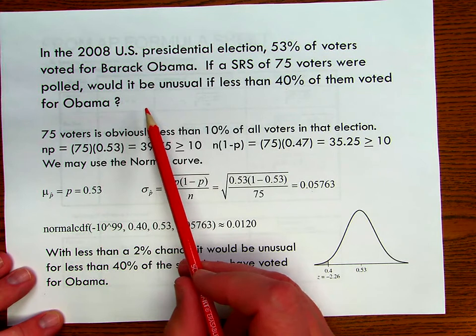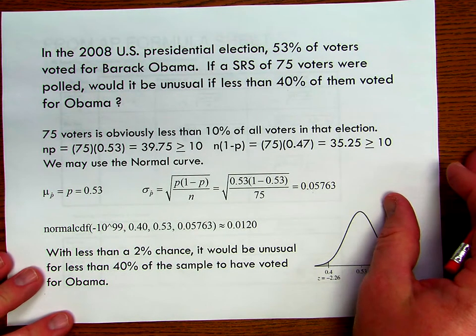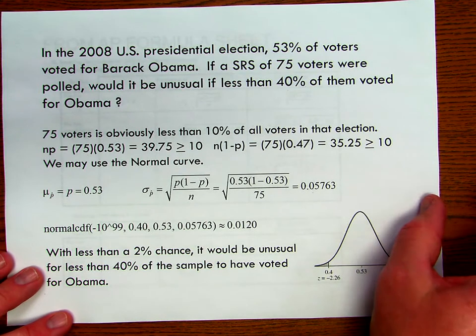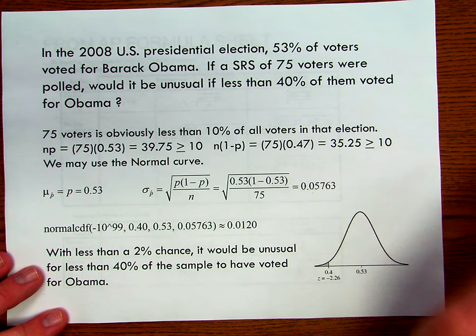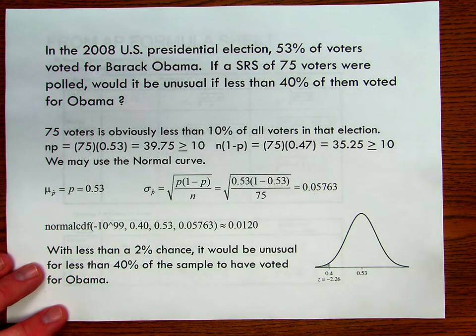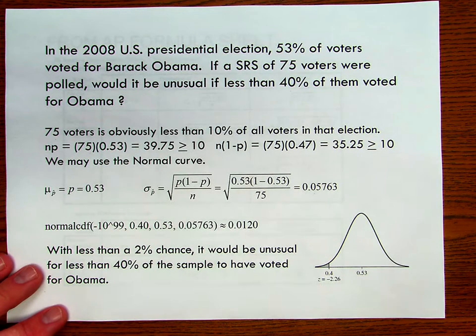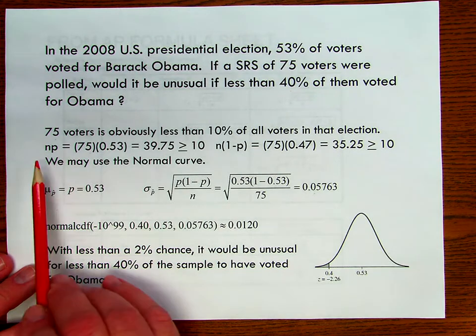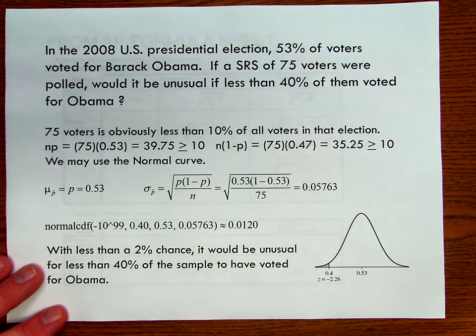Should you be surprised? Is it an unusual event? You're looking for that 5%. That's our default cutoff. If the probability of an event occurring is less than 5%, you consider it to be unusual. So, to get to that probability, we need to do our checks for this type of problem. We want to make sure that 75 is less than 10% of all voters in that election, or 10% of the total population. We have to make sure our np and our n(1 minus p) are both at least 10. As long as those conditions are met, we can proceed like we did before.